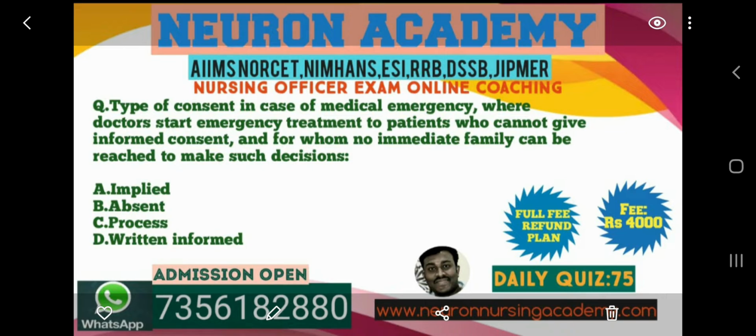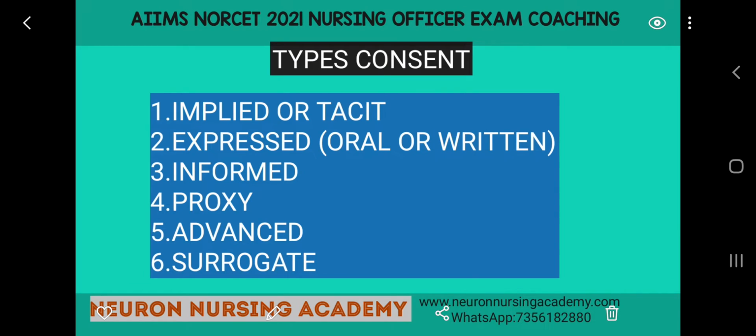Before discussing the answer, we will see the types of consent in short. What is consent? Consent means it's the permission or agreement given by the patient, or patient relatives in some situations. So the first type is implied or tacit consent.